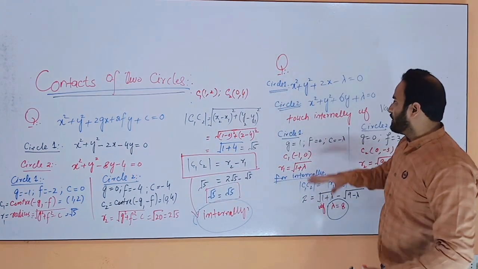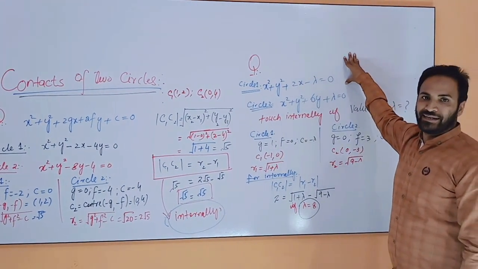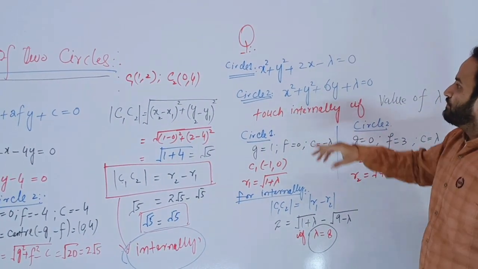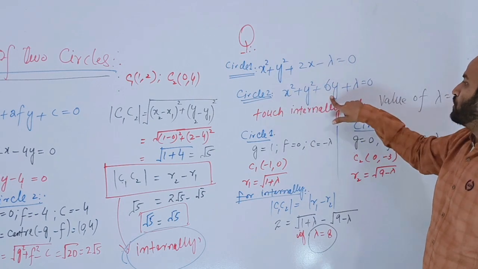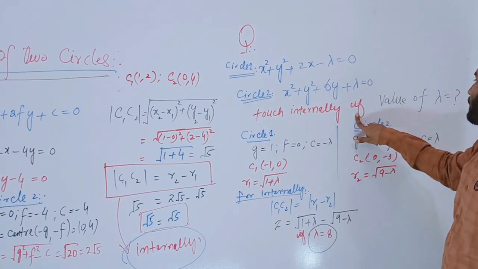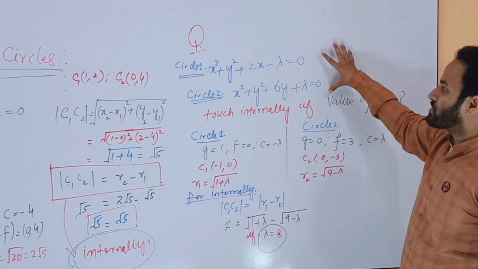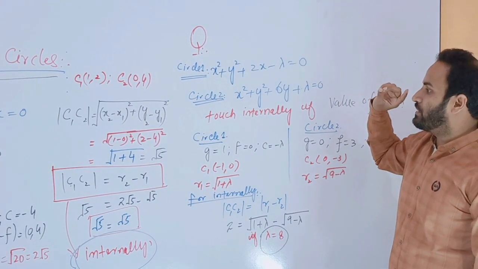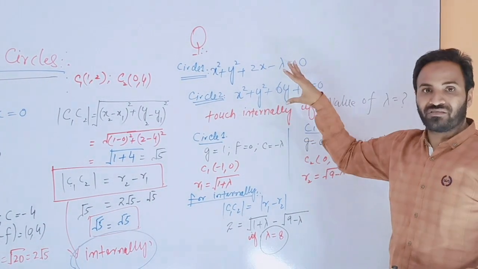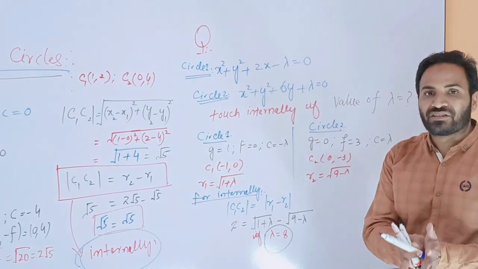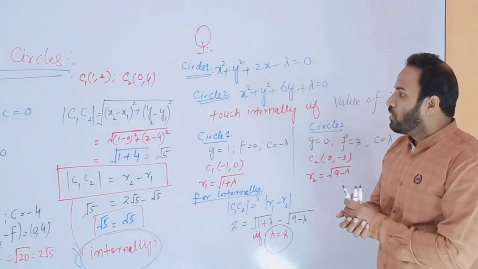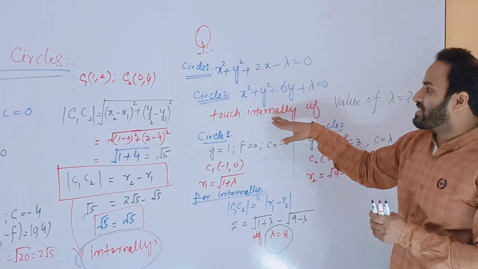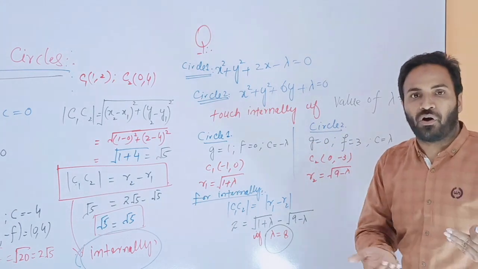Okay, students. Another question which has appeared in NAST, UAT and GK. The question is: circle 1 and circle 2 touch internally if the value of lambda is what? So in this question, we want to find the value of lambda, and it is given to us that both circles touch each other internally. Okay, I am going to solve this question, and you can also find it for externally at your home.